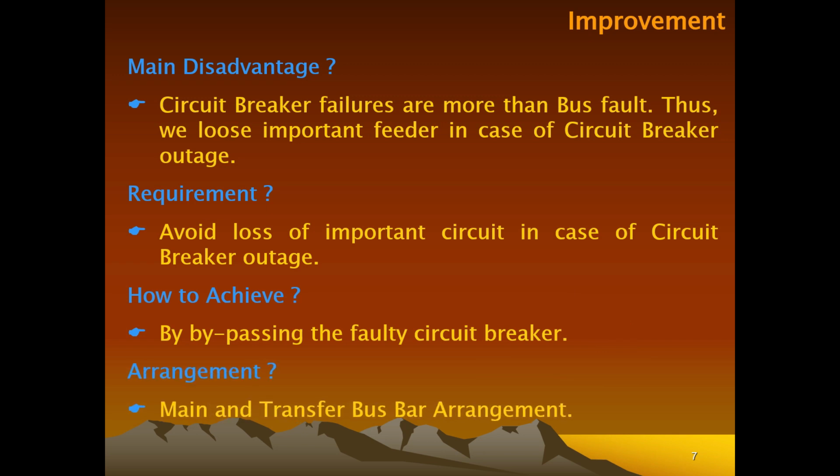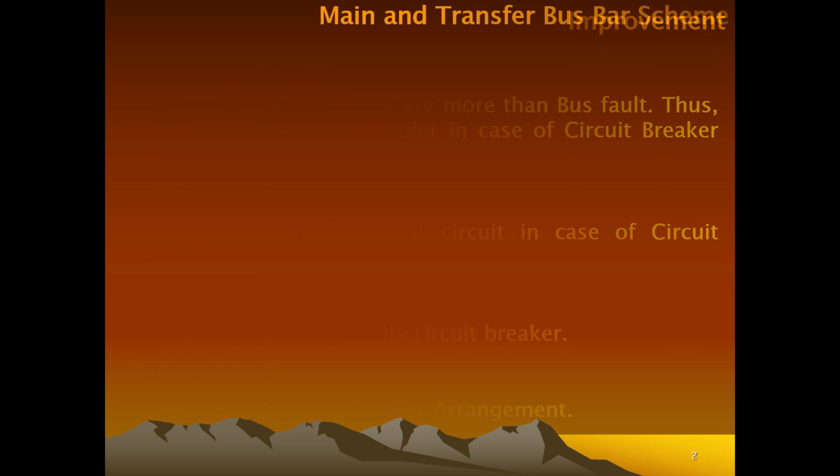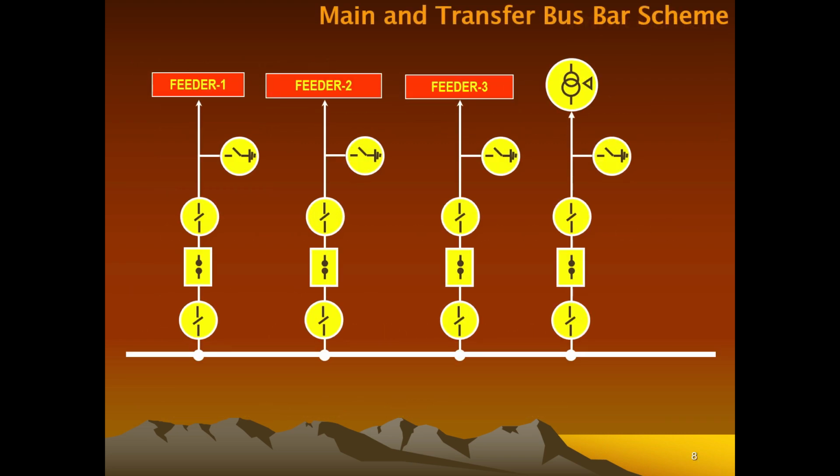That is the arrangement which is called the main and transfer busbar arrangement. And in case of the main and transfer busbar arrangement, this is the same slide that I have already shown multiple times. Now this is the normal condition in which the power flows as per this animation in all the four feeders.